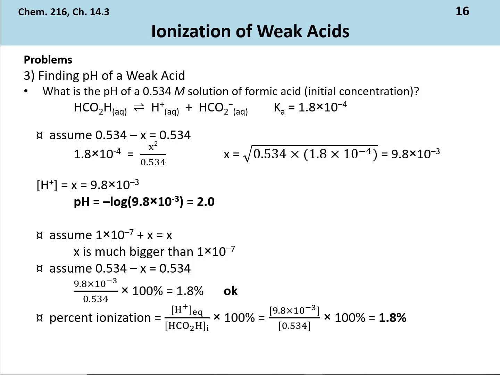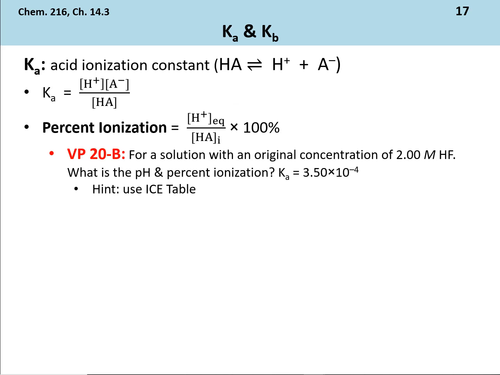Okay, so you are going to do another problem. This is video problem 20B. We're going to look for a solution with an original concentration of 2 molar HF. We're going to need to use an ice table, and the first thing you need for an ice table is a reaction. Remember, HF is a weak acid, so start off by figuring out the reaction involved with HF being an acid.